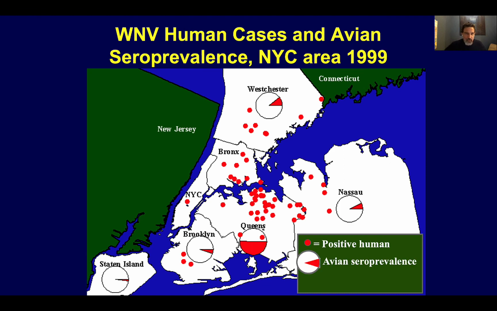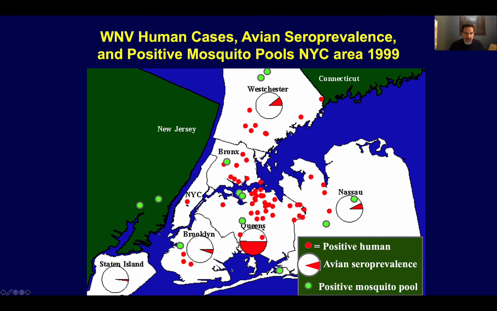I mentioned there was also surveillance going on in birds, and they were doing seroprevalence surveys in bird populations around the city. These circles represent the proportion of birds with a specimen that were positive for West Nile virus. So you can see that the positivity rate, for the most part, correlates with the number of human cases that we're seeing. And I also mentioned that there was surveillance in mosquitoes.